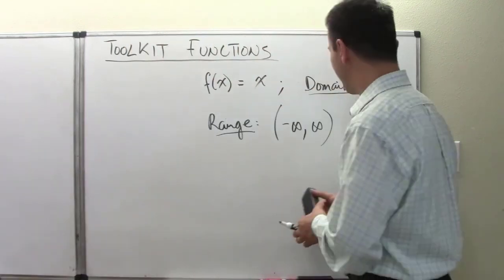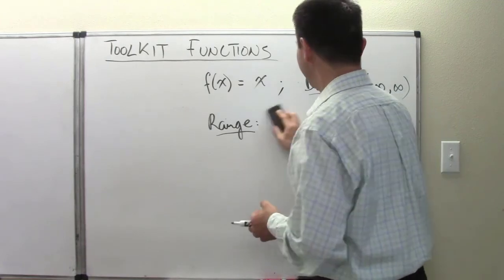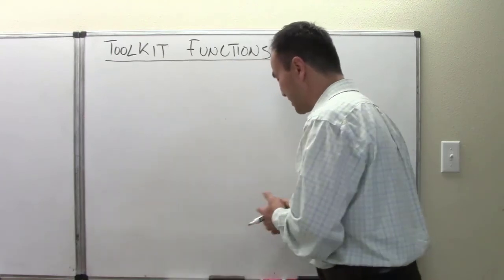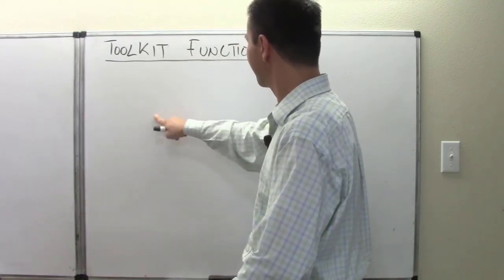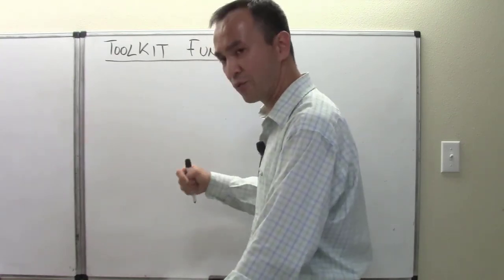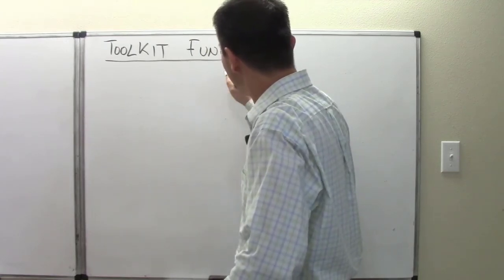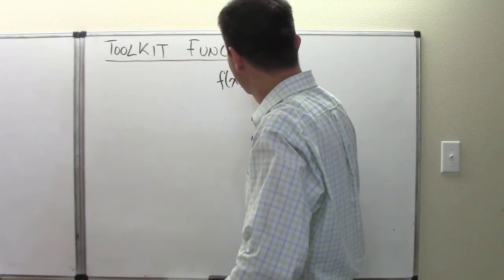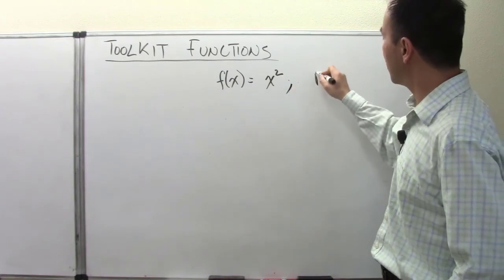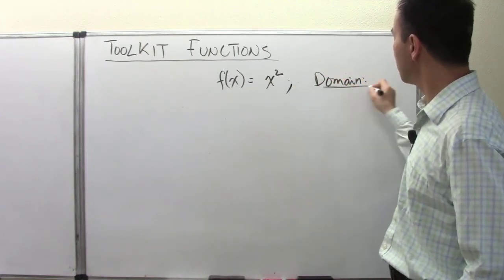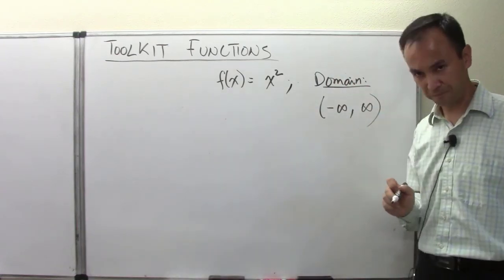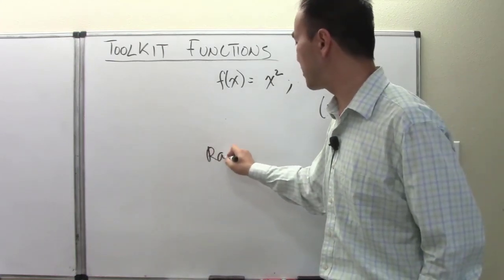Now let me bring up another toolkit function, or a couple of other ones. I introduced this one right before, when I was still introducing the range, so let's look at that again. Our function here is that famous simple quadratic function. We already knew from our earlier discussion that the domain of this function was anywhere from -infinity to infinity. But now let's find out what the range of this function is.